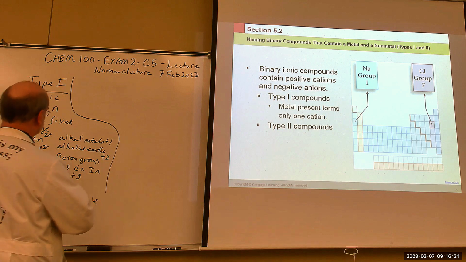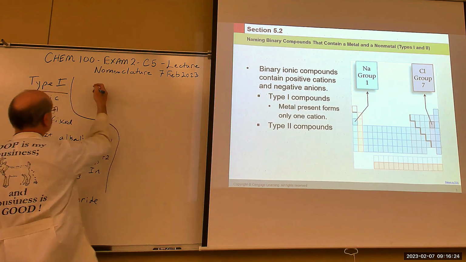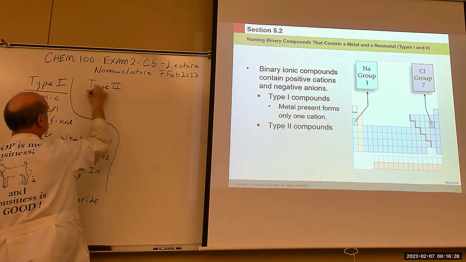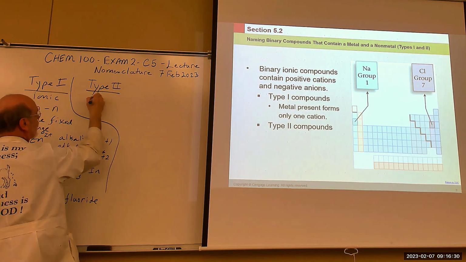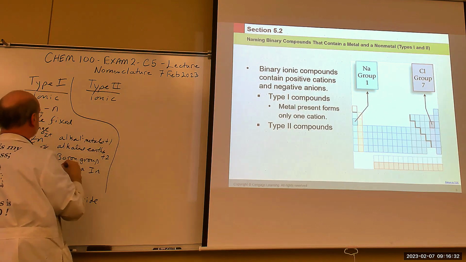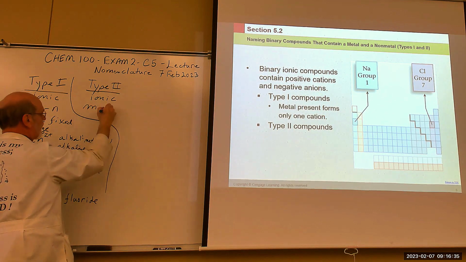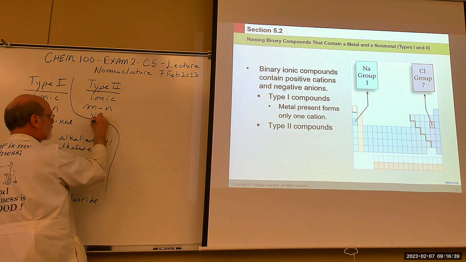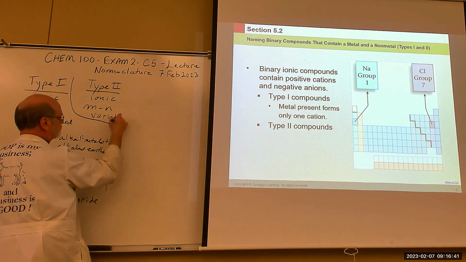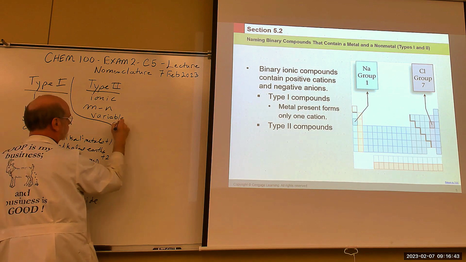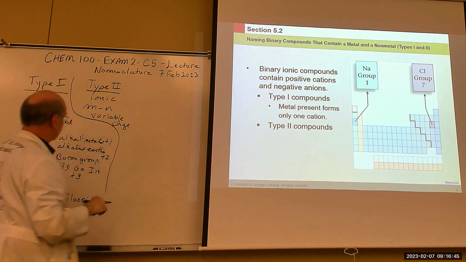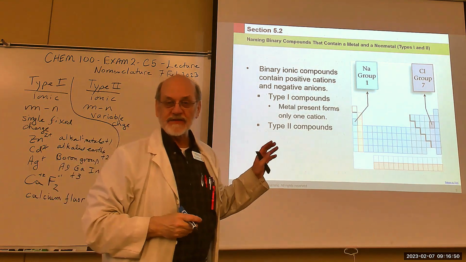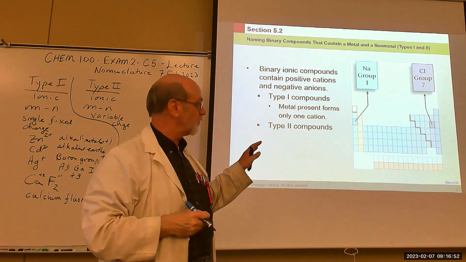Type 2 compounds. The type 2 compounds are also ionic, with a metal and a nonmetal. But the metals can have a variable charge. Okay. Now, where do they come from? Well, they come from any place metals that we haven't discussed so far.